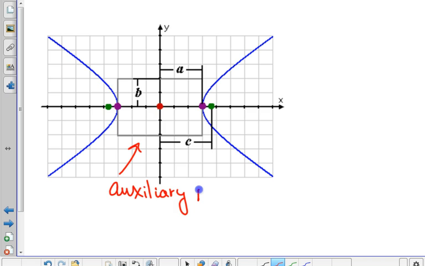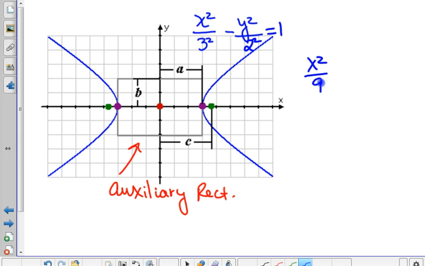It's called an auxiliary rectangle, and it's important because if this distance on our picture is 3 in the x direction, that meant we had an x squared over 3 squared. That's how far we went out. And then it's opening around the x-axis, so I know that the x came positive. I'd have a y squared over, up and down, it went how far? 2. This would be a 2 squared. So the equation that they're showing is this.